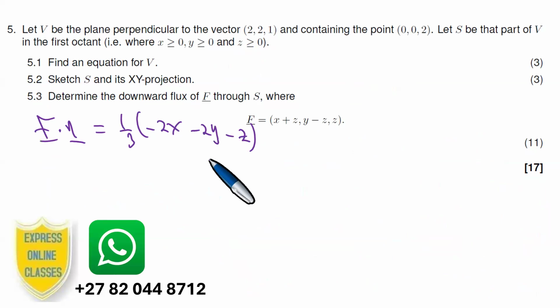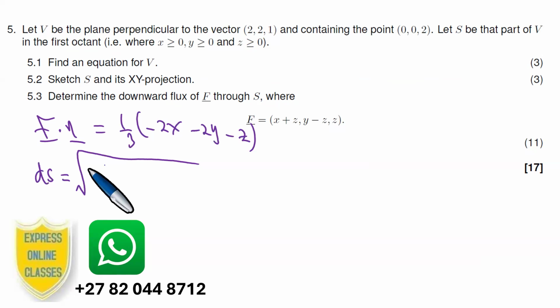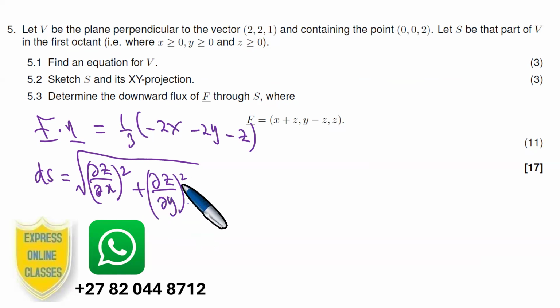The next thing we're going to do is to find the vector dS, which is the square root, dz dx, which is dz dy. This is the formula that we use. dA for the flux. We use this formula for the flux.